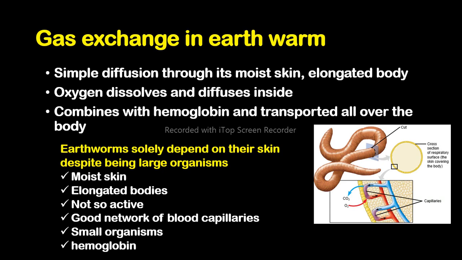Think about the simple ones, such as unicellular organisms. Think about earthworms, for example. Think about the sponges. Think about cnidarians and others. Why don't they require that complex gas exchange apparatus?